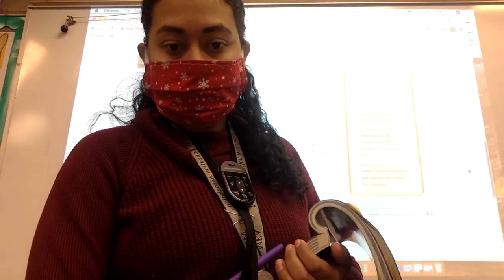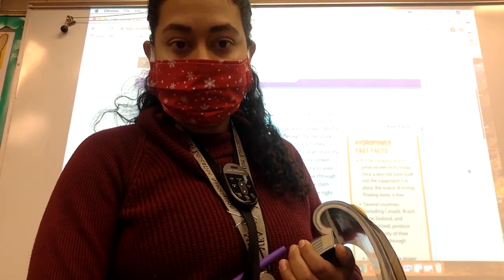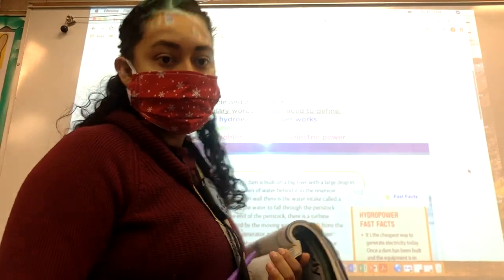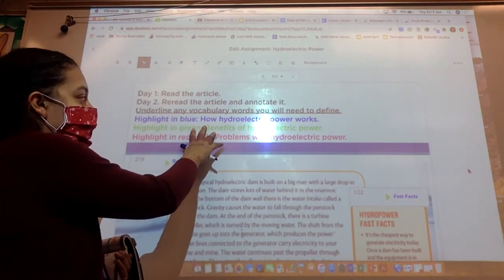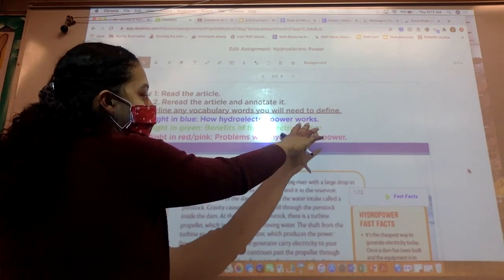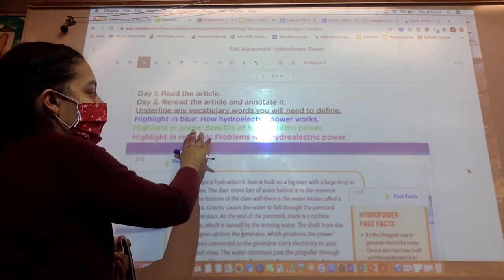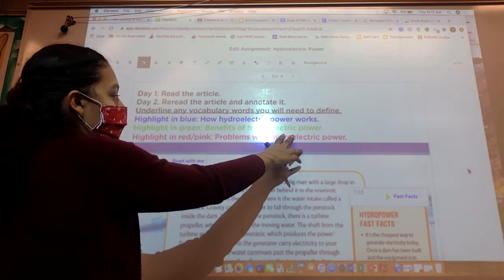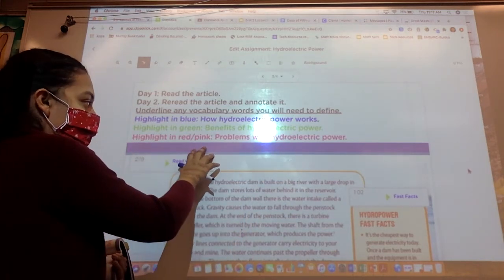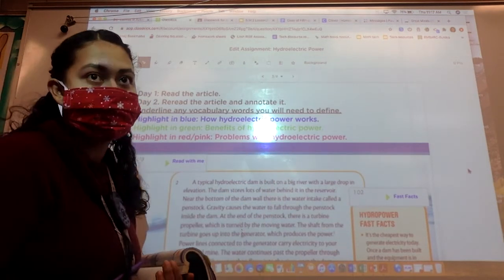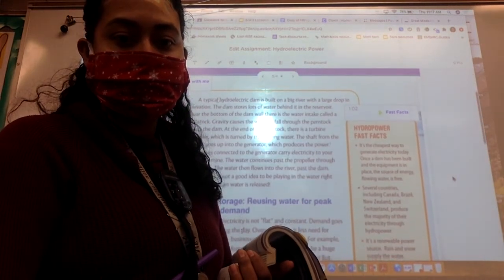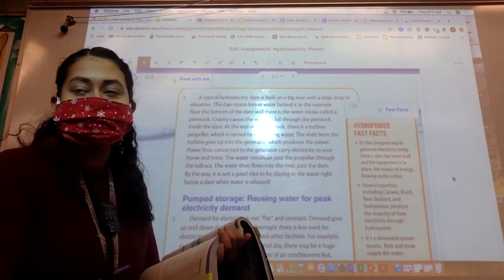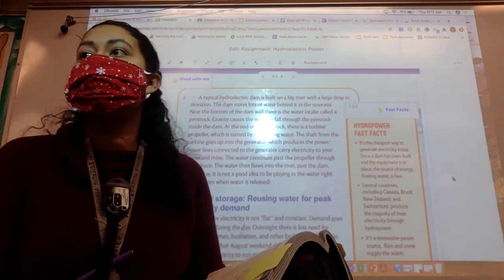Okay, so page 43 at the top. We're going to read the article and then highlight in blue how hydroelectric power works, highlight in green benefits of hydroelectric power, and highlight in red or pink problems with hydroelectric power. Starting at the top on paragraph 2, a typical hydroelectric.